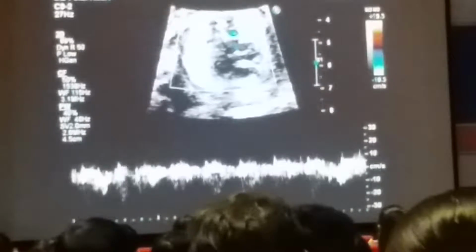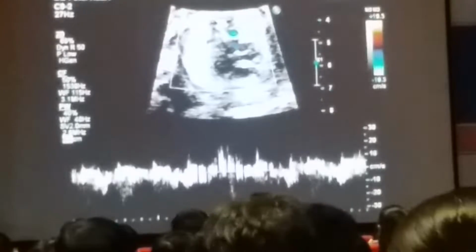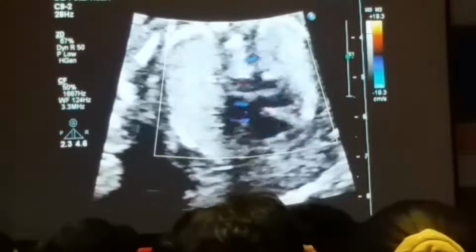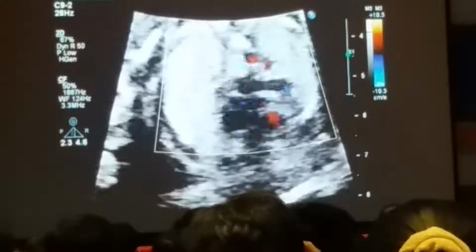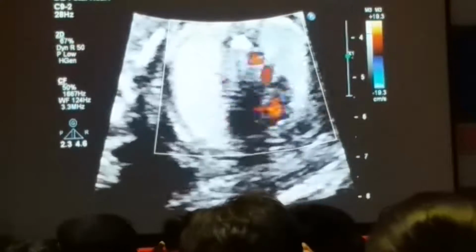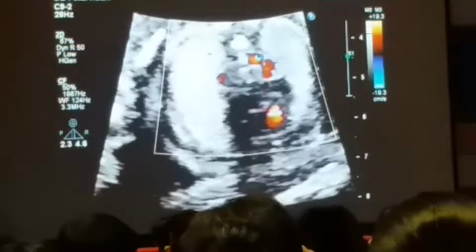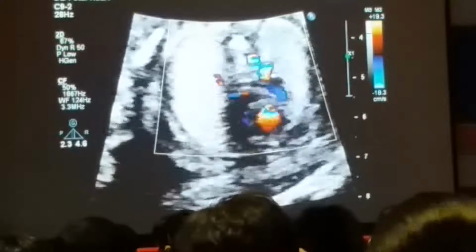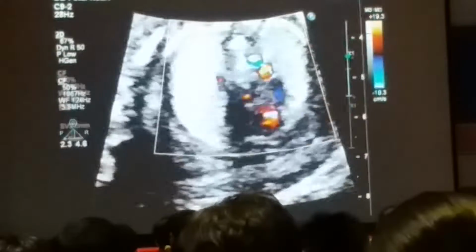Okay, all right. So now I want to get out of pulse wave, and I look with the color. Color is what I work with, is my fundamental. Okay, there's the descending aorta. There is the pulmonary artery. The red signal there is the pulmonary artery.